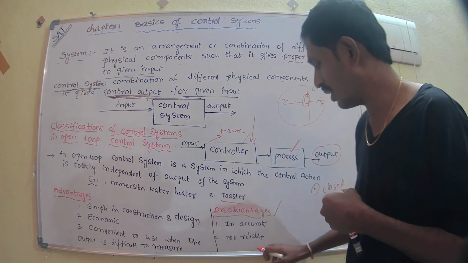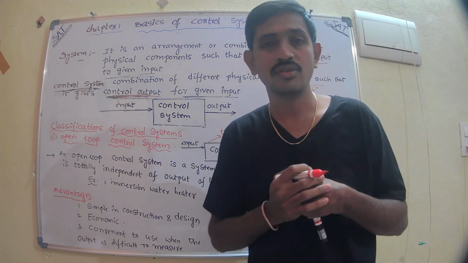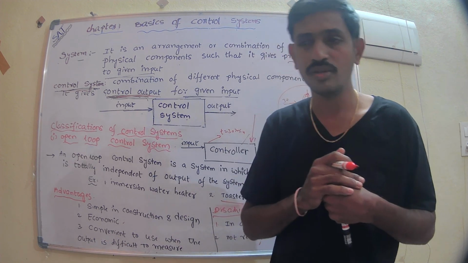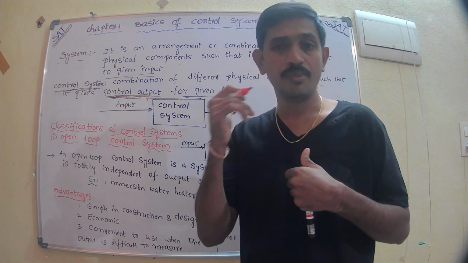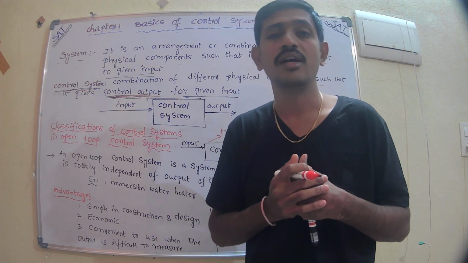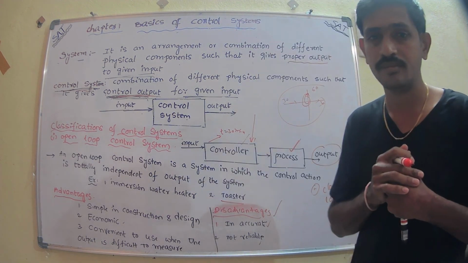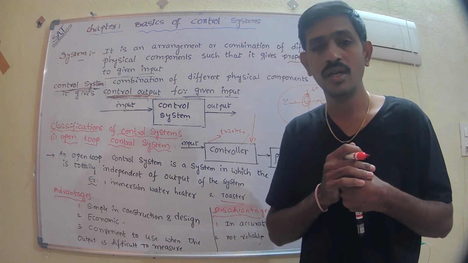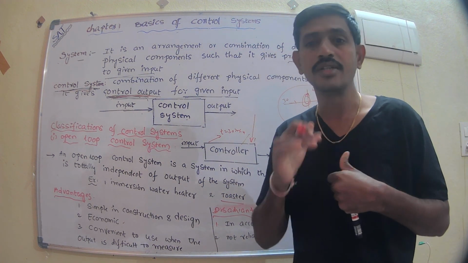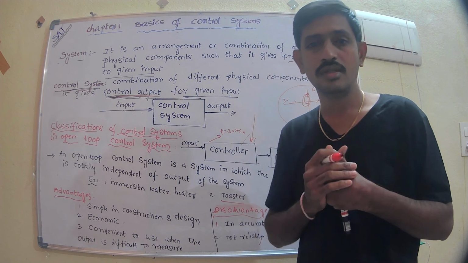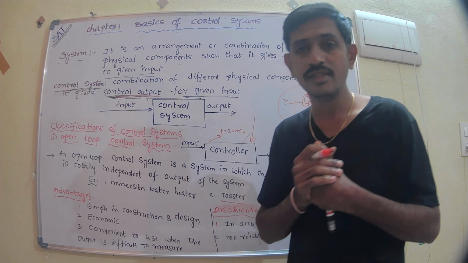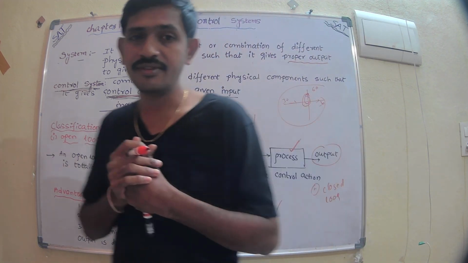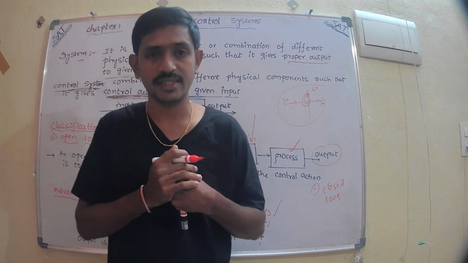Next, it is not reliable. Because of the first disadvantage of the open loop control system, it is not reliable. It will not work continuously up to a certain time. Okay, so these are the examples, advantages, disadvantages and applications.